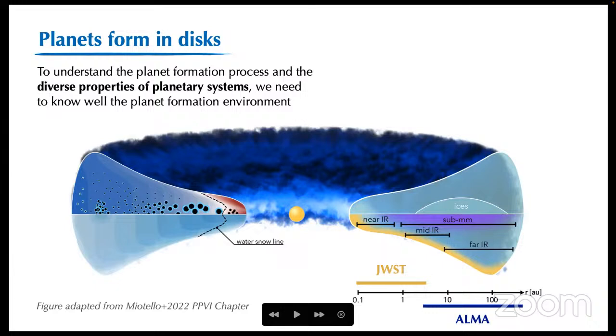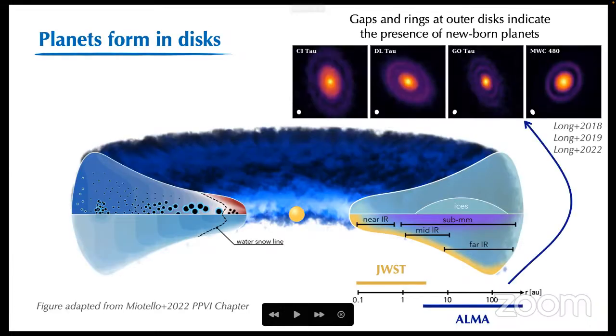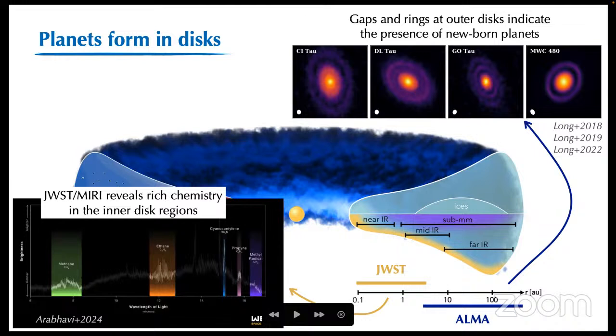In the last two symposiums, I focused on the armor view of disks. We looked at detailed structure in the outer part of the disk and tried hard to find young planets there, even though we are not very successful for now. But now with the infrared capability of James Webb, we are able to dive into the very inner region of those disks and reveal the rich molecular content in those areas.